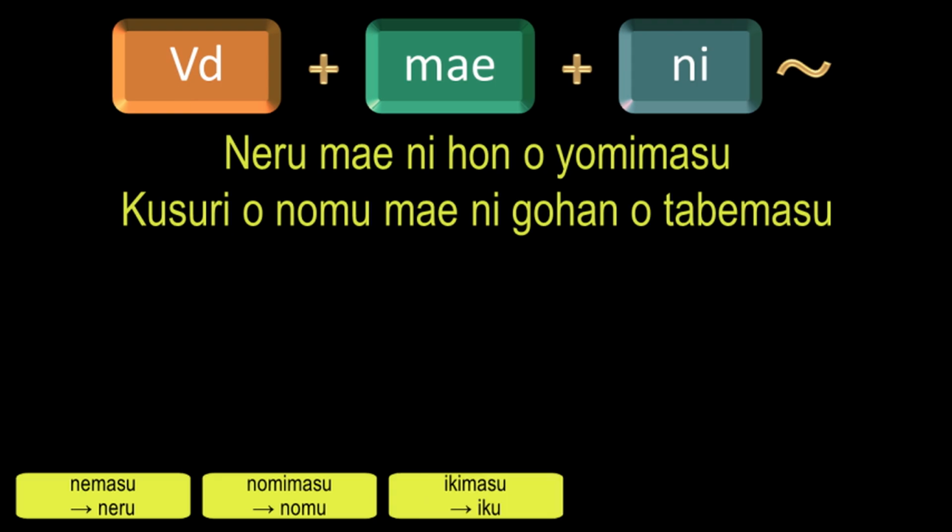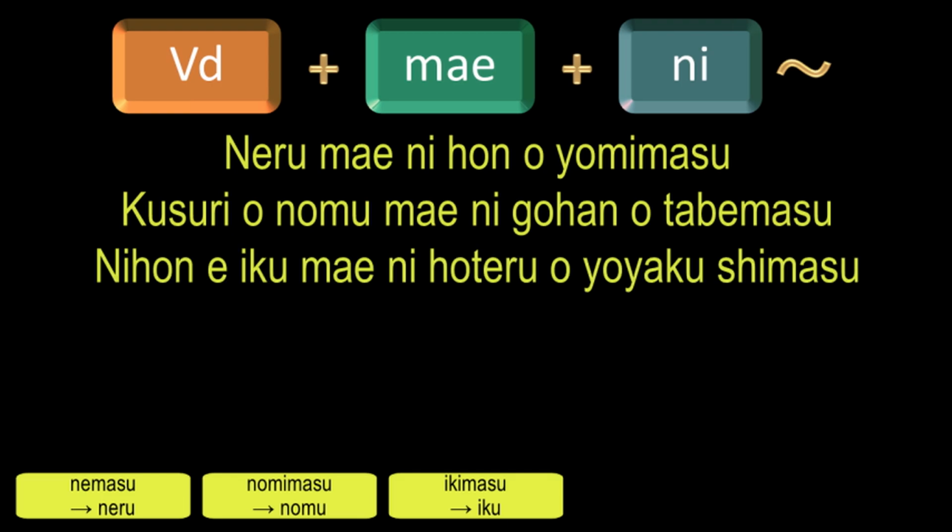The verb ikimasu means to go, and the dictionary form is iku. By adding mae ni, we will get iku mae ni, which means before going. And to say I will book a hotel before going to Japan, in Japanese it will be Nihon e iku mae ni hotel o yoyaku shimasu. Here, yoyaku shimasu means to book or make a reservation. Let me go to the next example. The verb norimasu means to take or to ride or to get on.